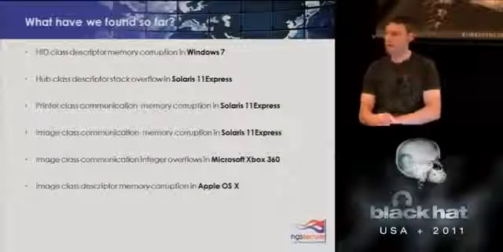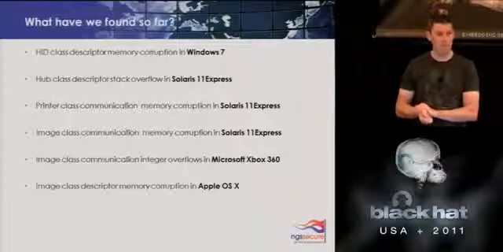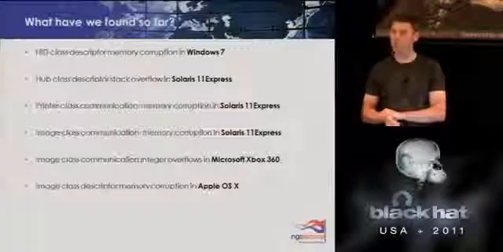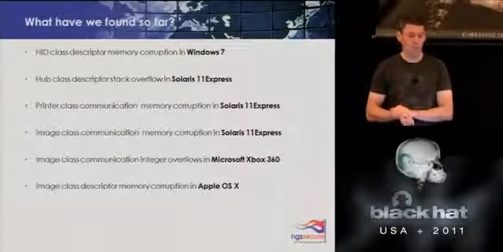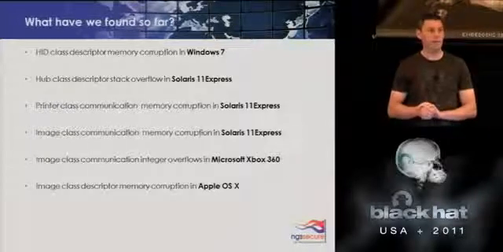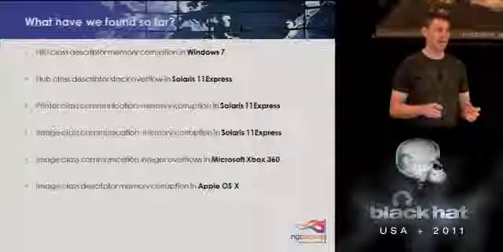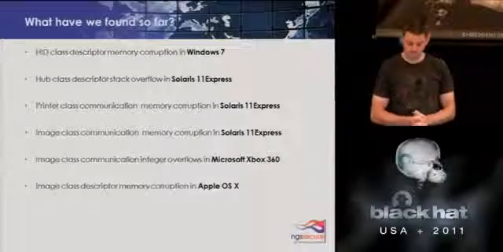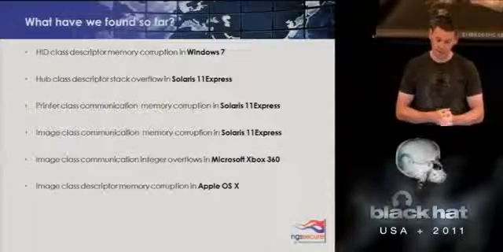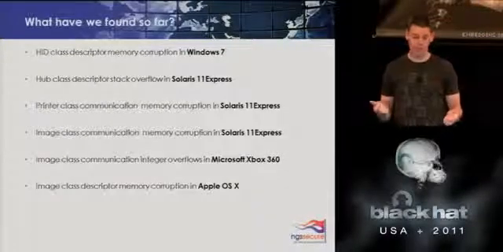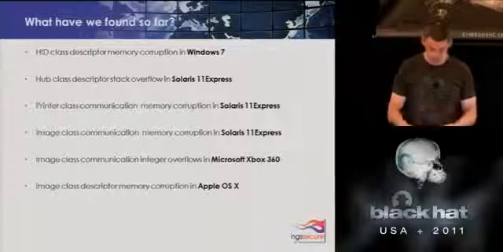Okay, so using this technique and this fuzzer, what have we actually found? Well, quite surprisingly, most operating systems that I pointed this at, I found some bugs pretty quickly. It's quite difficult, in all cases, to identify how exploitable some of these bugs are, because it's quite difficult to get to the bottom of exactly the root cause of what's going on within the driver. Much harder to debug in kernel land than it is in user land. But as you can see, we found vulnerabilities in Windows 7, Solaris 11 Express, Xbox 360, and Apple OS X.